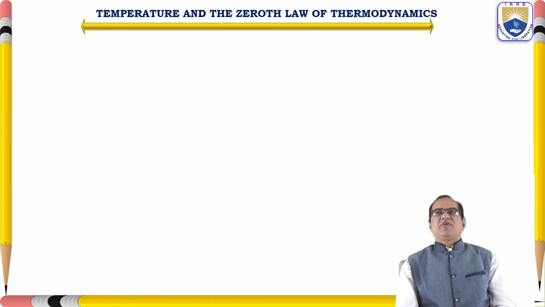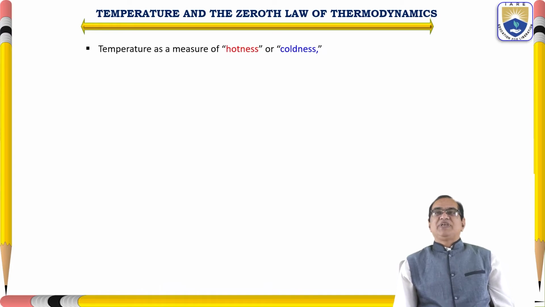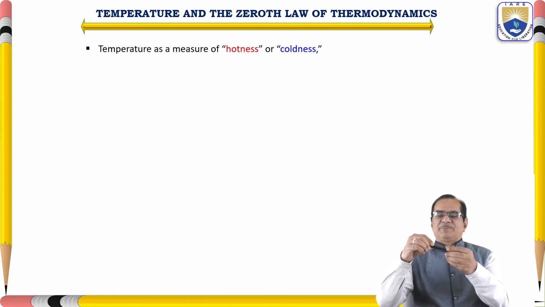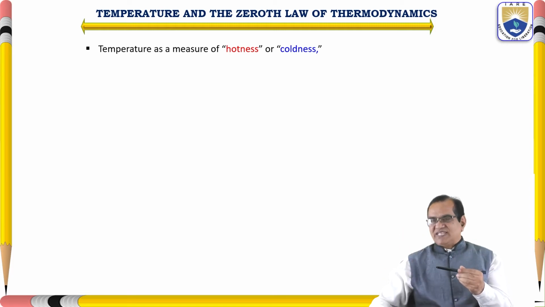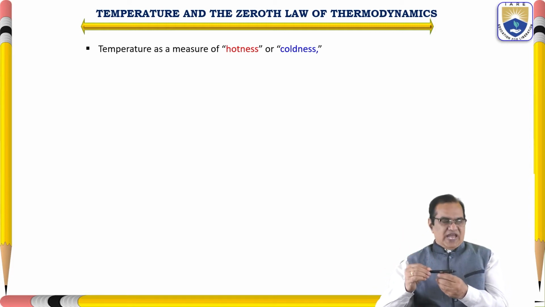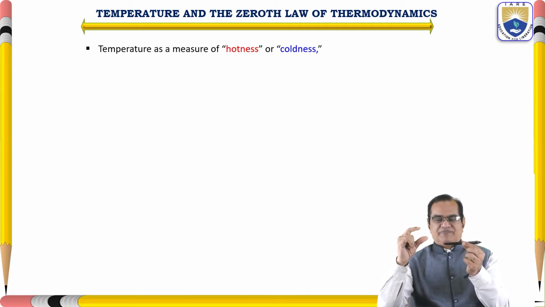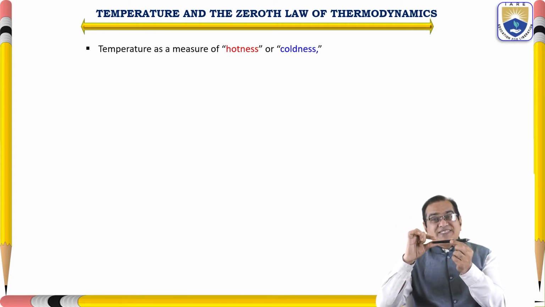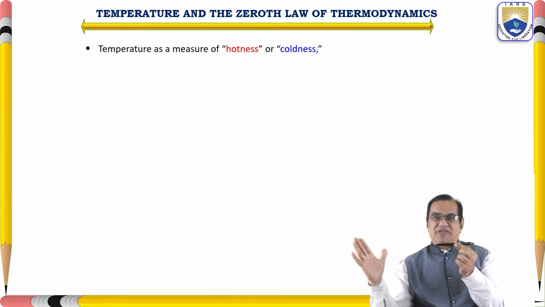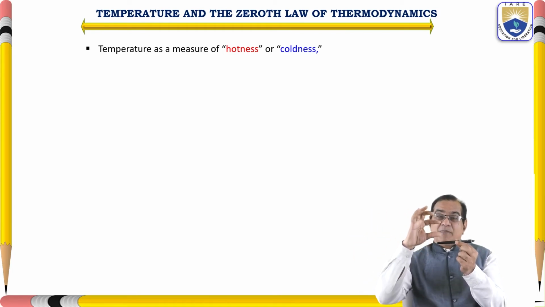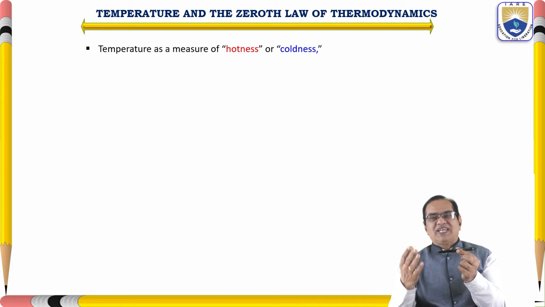Now I will discuss temperature and the zeroth law of thermodynamics. Actually I have discussed this, but I will go over it a little here. Temperature is a measure of hotness or coldness. If I touch this table, and if I touch one metallic part in the same atmosphere, I will feel that the metal part is cooler than this plastic part.